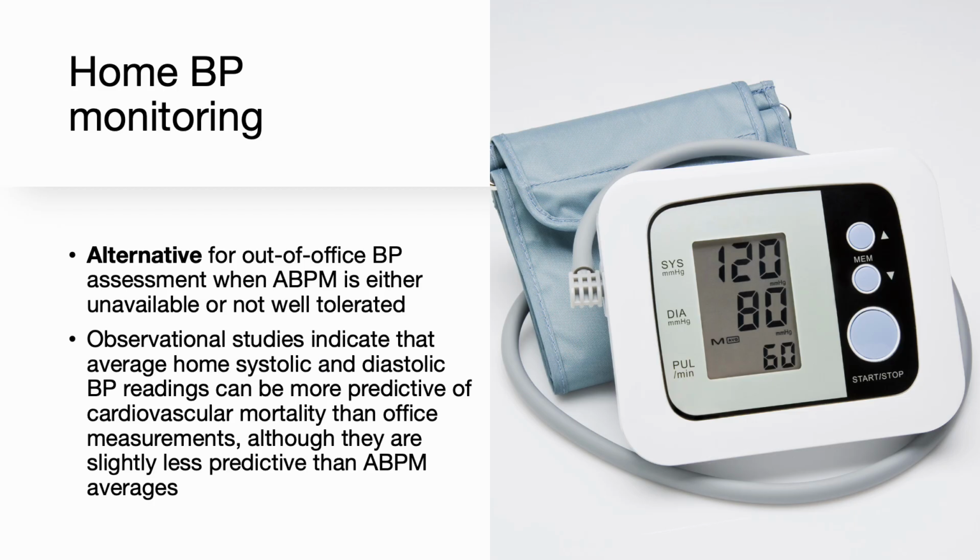Home blood pressure monitoring allows patients to measure their blood pressure at home, typically using an electronic device as seen on the image. It serves as an alternative for out-of-office blood pressure assessments when ambulatory blood pressure monitoring is either unavailable or not well tolerated. Observational studies indicate that average home systolic and diastolic BP readings can be more predictive of cardiovascular mortality than office measurements, although they are still less predictive than ABPM averages.